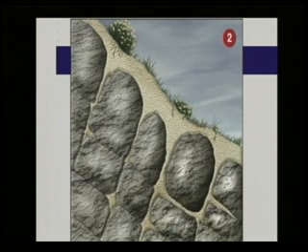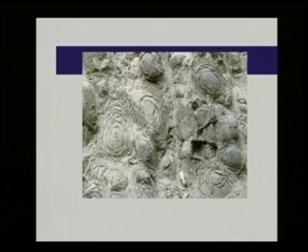And here we see that occurring. Note that the blocks that are exposed to more water activity toward the surface are rounded. And there we go, another picture of spheroidal weathering.